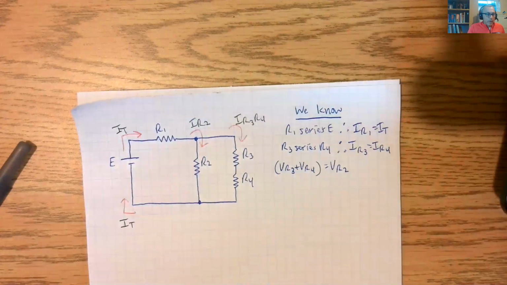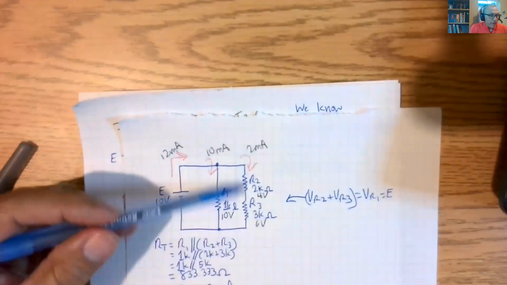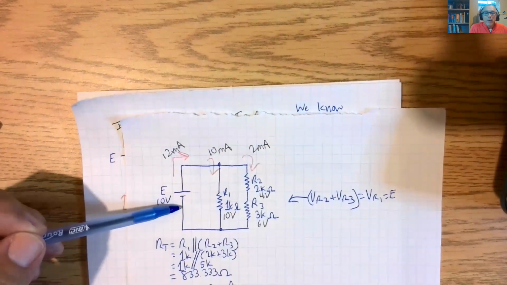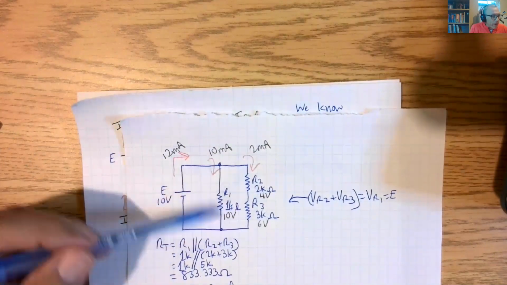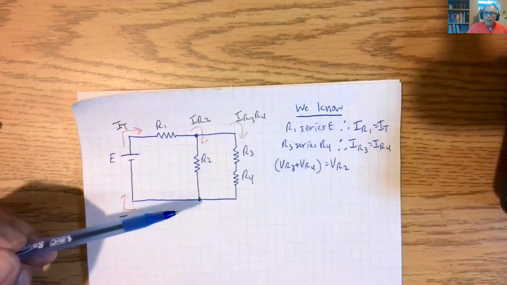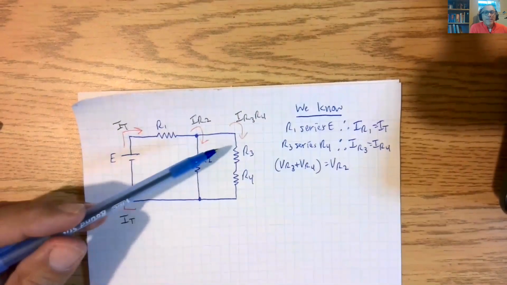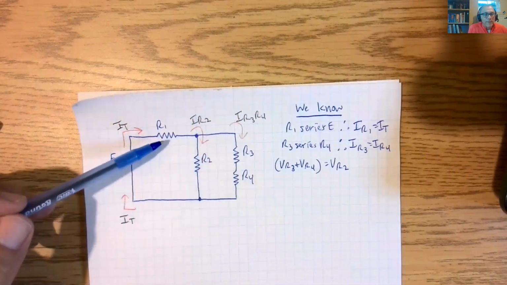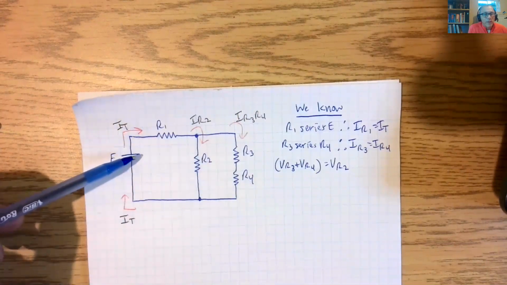But unlike the last circuit, where these two were in series, in parallel with this, and equal to E, because that parallel network was parallel to E, this parallel network is not in parallel with E because R1 is in series with E.